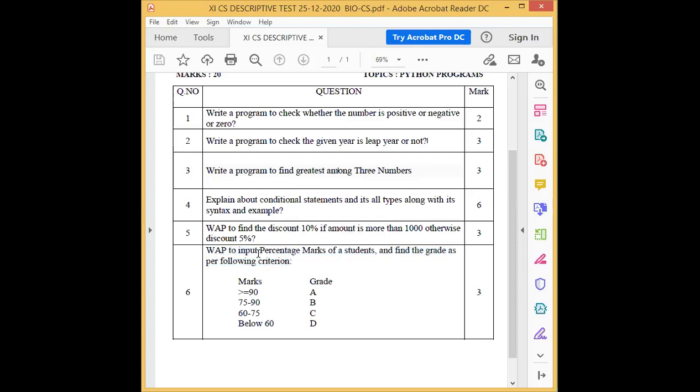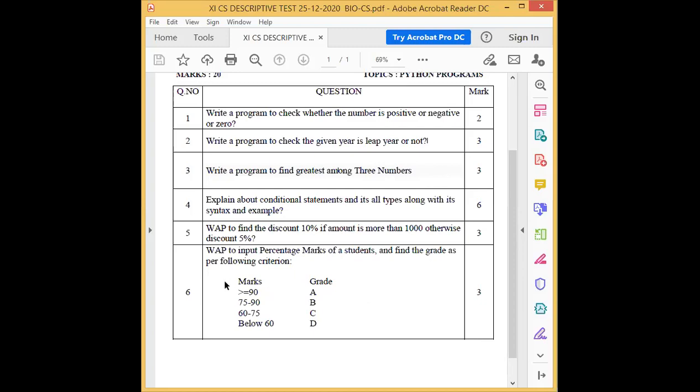Write a program to input percentage marks of a student and find the grade as per the following criteria. So what is the criteria? If it is greater than or equal to 90, you should print A grade. If it is between 75 to 90, it will be B grade. Like this, we have 4 criteria. Students understood? So now you tell me which type we want to implement. Sir, if elif. Yes, if elif type. Okay, so now I show you the program. We will type it and execute.